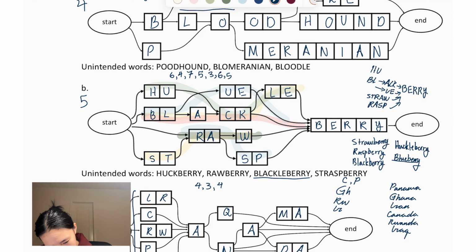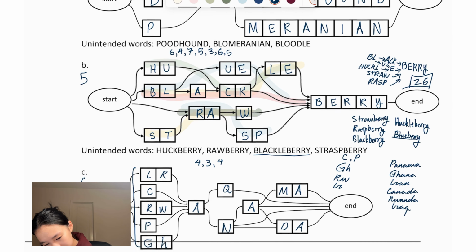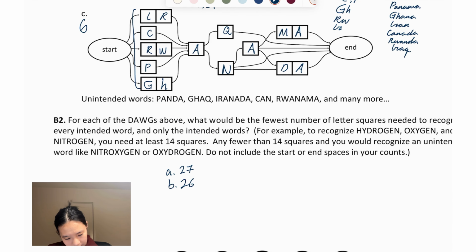And then we have the huckleberry on top. And actually, I'm going to move it down between, because I think that we can have that overlap with the E for the blueberry. So we have blackberry, we have blueberry, we have huckleberry, we have strawberry, and we have raspberry, but we don't have any overlap with words like huckberry or rawberry. And in this DAWG, we have 26 spaces. So B would be 26.